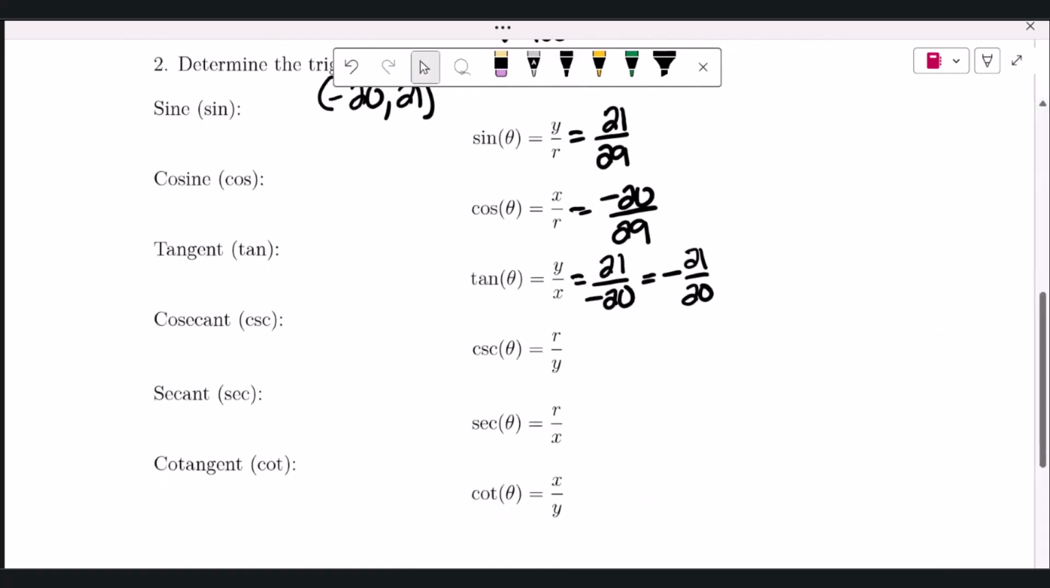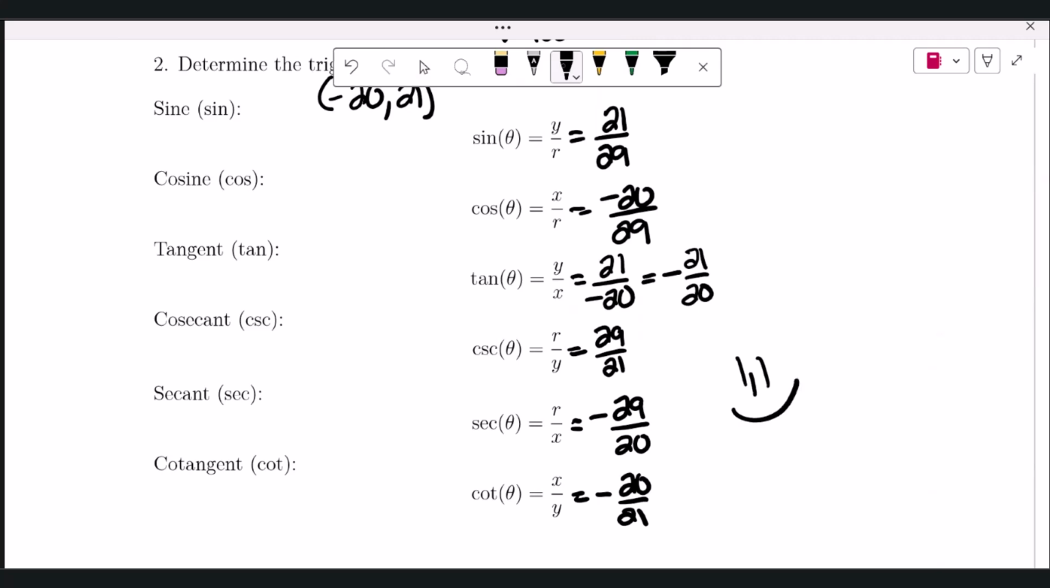Now to figure out our cosecant, it's just the reciprocal of the sine. That gives us 29 over 21. The secant is just the reciprocal of the cosine, negative 29 over 20. And finally, the cotangent is just the reciprocal of the tangent, which is negative 20 over 21. And you did it! Good job!